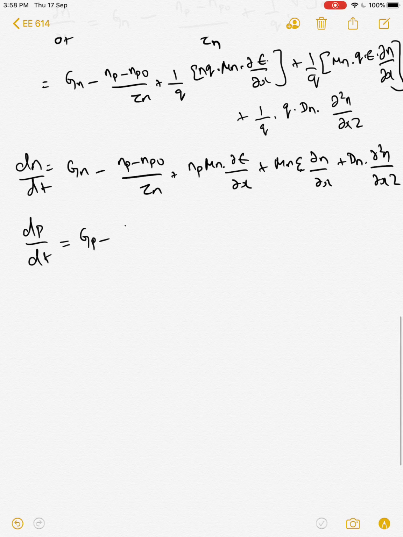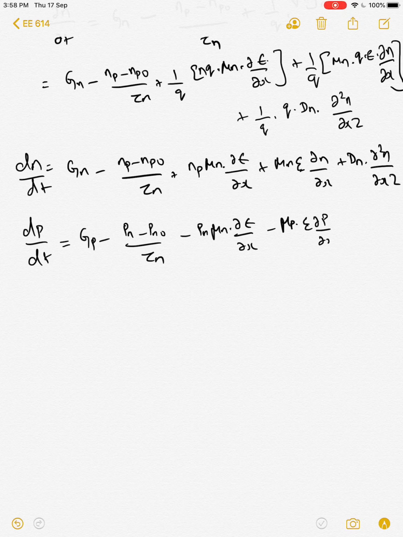Gp minus pn minus pn naught by tau p, minus pn mu p dE by dx minus mu p E dp by dx plus Dp d square pn by dx square. So from the previous expression, we know that these terms are current components, the change in the current, this is the generation, and this is the recombination. So with these equations, we can try to understand the carrier dynamics in semiconductors.